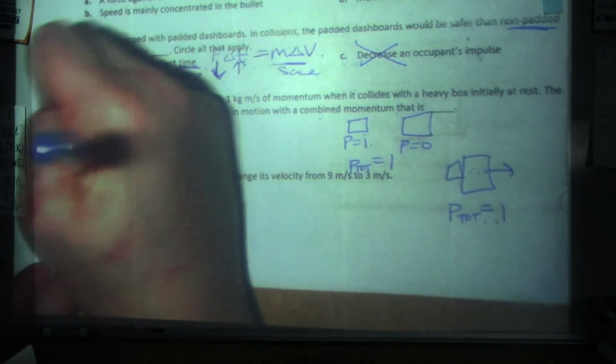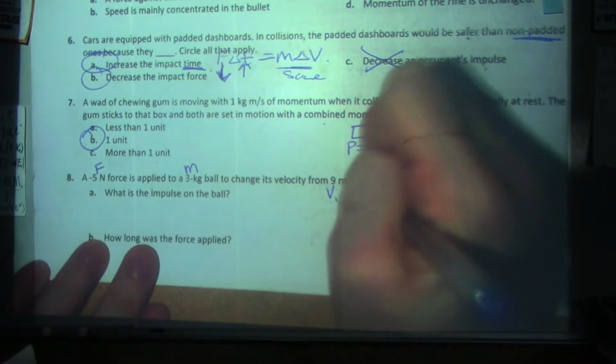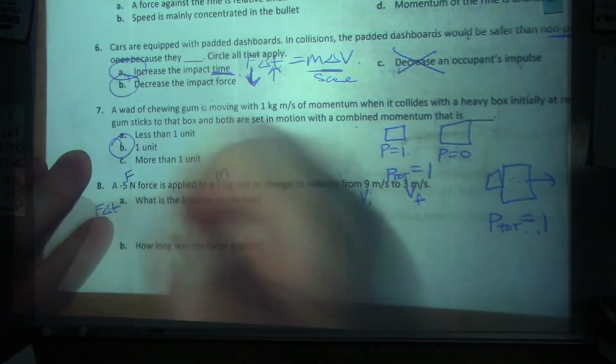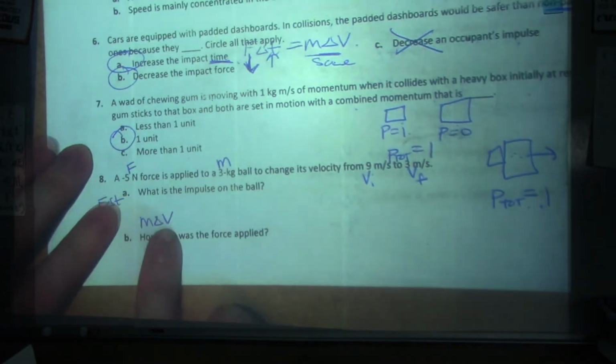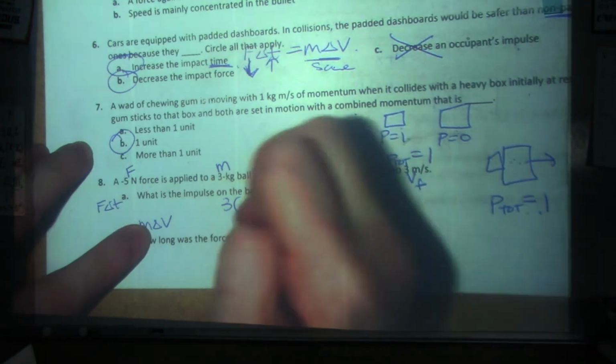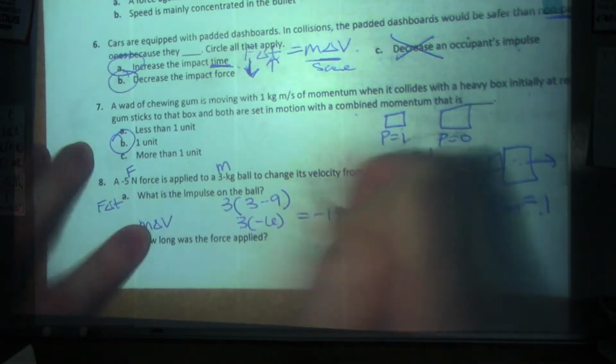A -5 Newton force, mass 3, and from Vi to Vf, what is the impulse? So impulse is F delta T, which we can't use, so we'll use m delta V, the other side, which is equal. Mass is 3, and the change in velocity is final minus initial, so that's 3 times -6, which is -18.